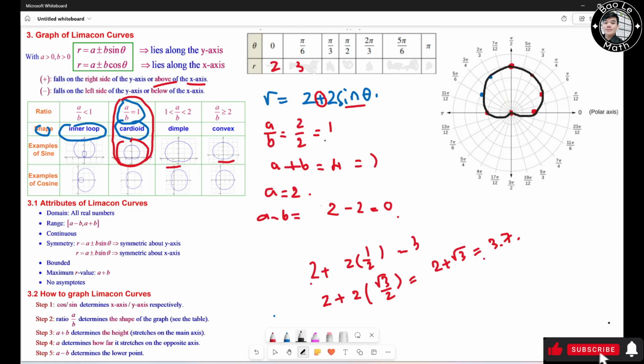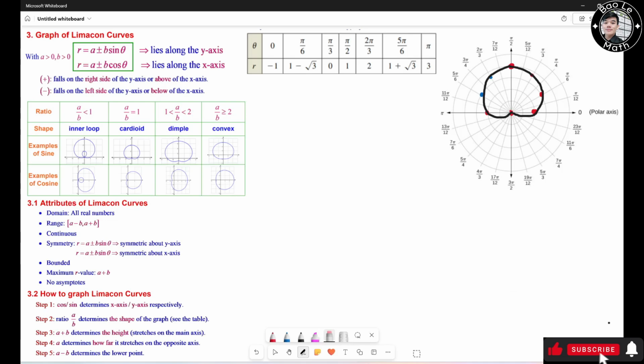Now we're going to check for the domain. Domain should be all real numbers. The range should be from 0 to 4, from A minus B to A plus B. The function is continuous, symmetric about the y-axis. The maximum should be 4, and there are no asymptotes.